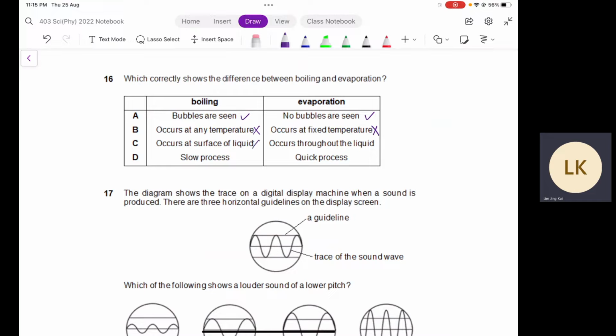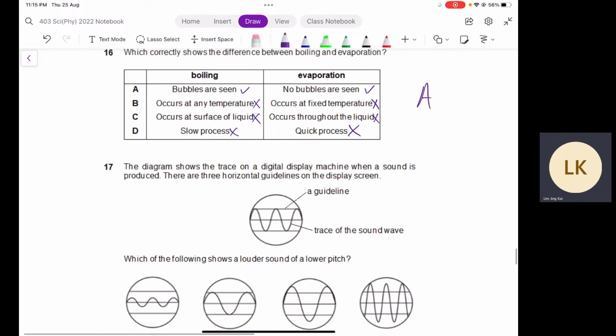For boiling, it does not occur at the surface. It occurs throughout the liquid. On the other hand, for evaporation, it occurs throughout the liquid. And lastly, it's also not true because boiling is actually the fast process and evaporation the slow one. So the answer for this is A.